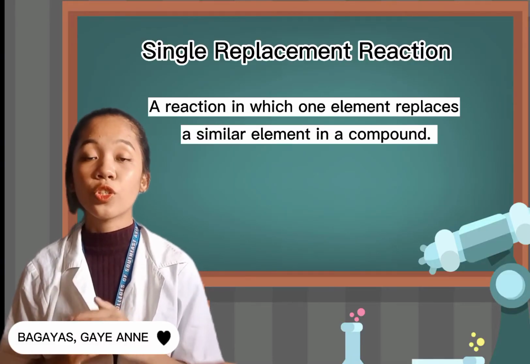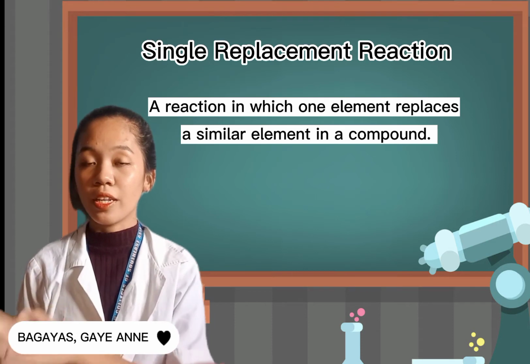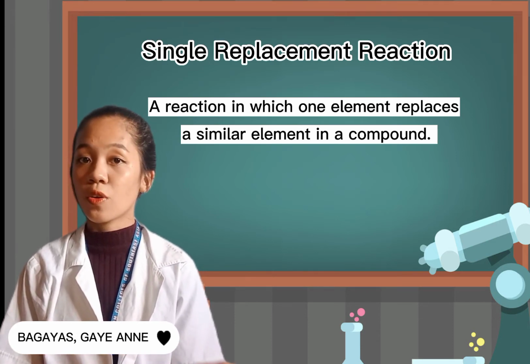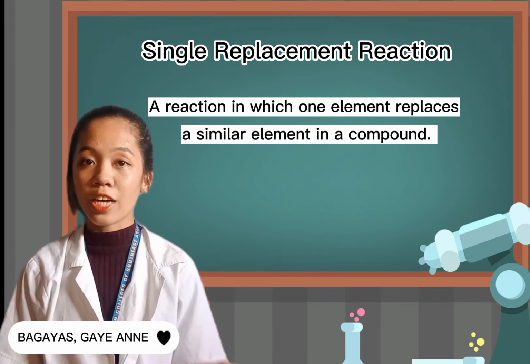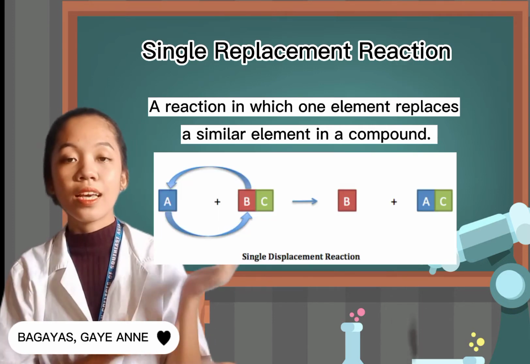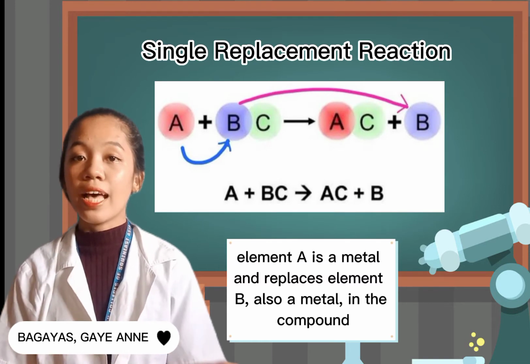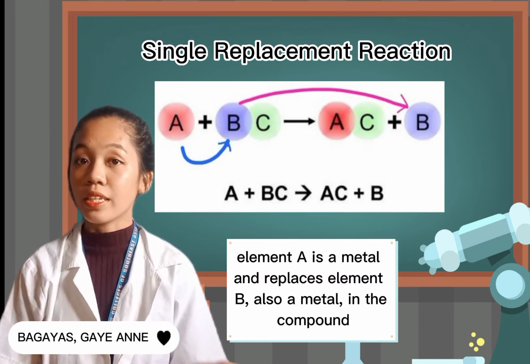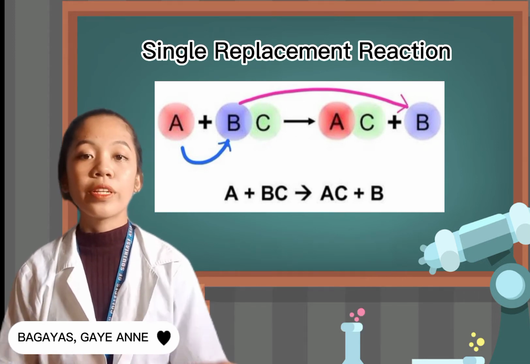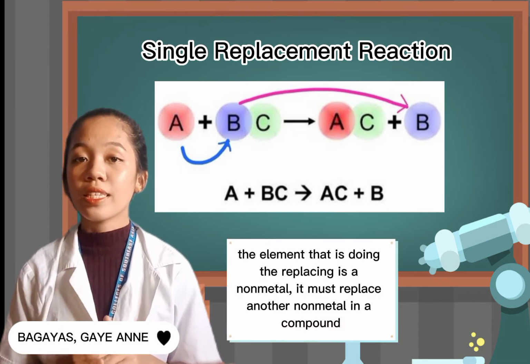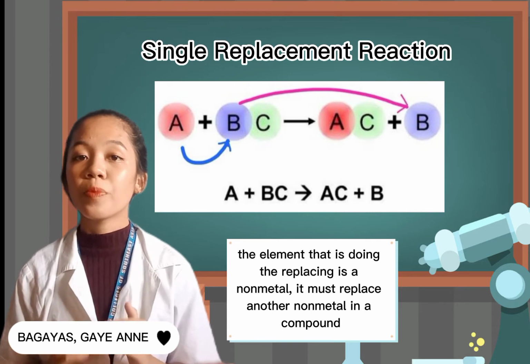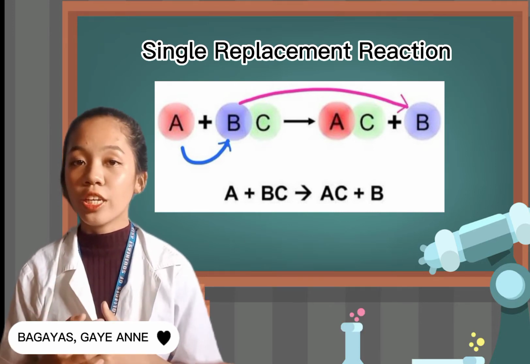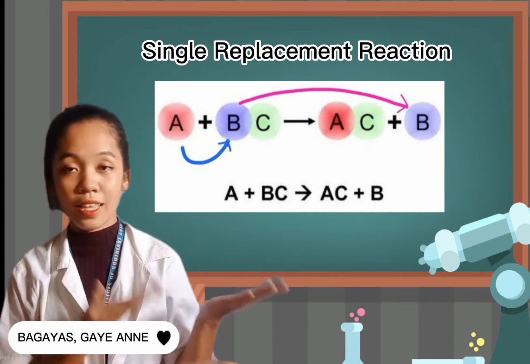It's a reaction in which one element replaces a similar element in a compound. The general form of a single replacement, also called single displacement reaction, is this. In this general reaction, element A is a metal and replaces element B, also a metal, in a compound. When the element that is doing the replacing is a non-metal, it must replace another non-metal in a compound. And the general equation becomes this.